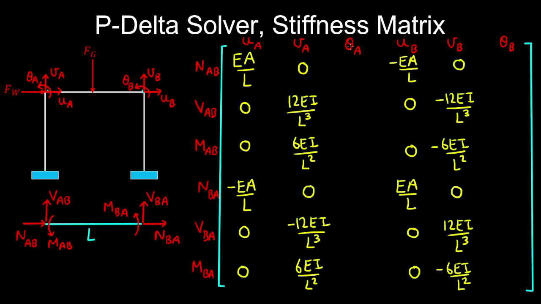And this next part is a bit trickier. In this case, we apply a unit anti-clockwise rotation at node A. So the deformed shape is going to look something like this. So no displacement and rotation at node B, and no displacement at node A. Due to the imposed rotation, we have a bending moment at A, and a bending moment at B, and also shear forces.